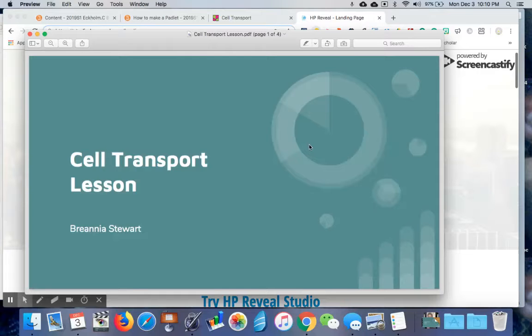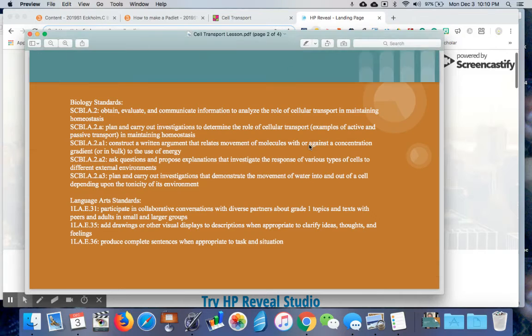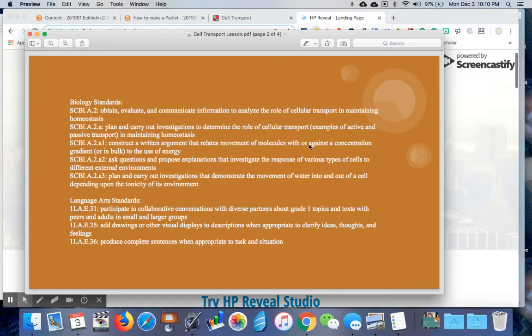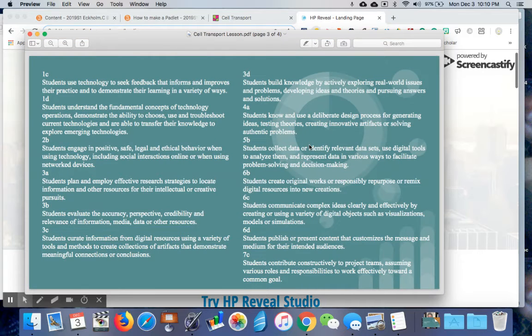I'm going to show you the cell transport lesson. The standards that were addressed in this lesson were biology standards and language arts standards. They were AKS that follow along with Gwinnett County Public School standards. I was also able to address technology standards for the students that are shown here.